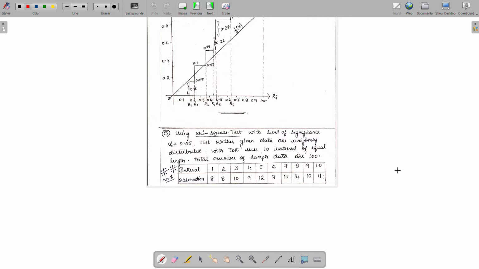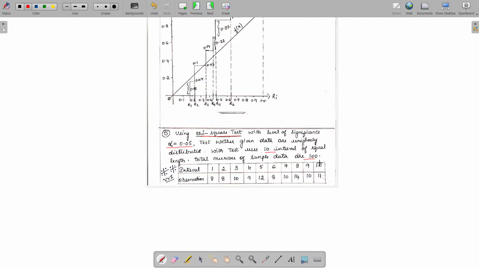Second type of problem to test random numbers under the frequency test is the chi-square test. Consider the question: using the chi-square test with level of significance alpha 0.05, test whether the given data are uniformly distributed. The test uses 10 intervals of equal length. The total number of sample data given is 100.